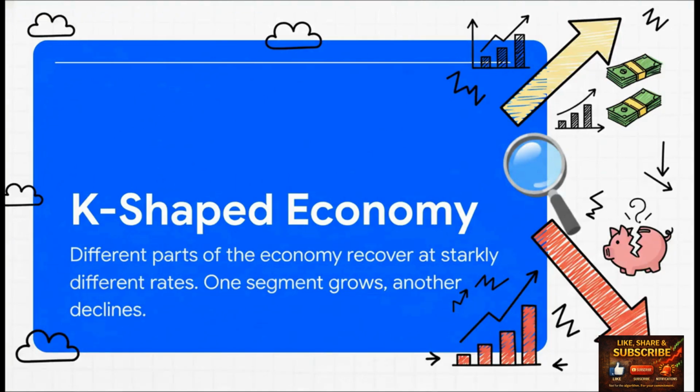So what exactly is a K-shaped economy? It's pretty much what it sounds like. Just picture the letter K. After some kind of downturn, one part of the economy shoots straight up. That's the top arm of the K. But at the very same time, another part trends down. That's the bottom leg. They're literally moving in opposite directions from the exact same starting point.